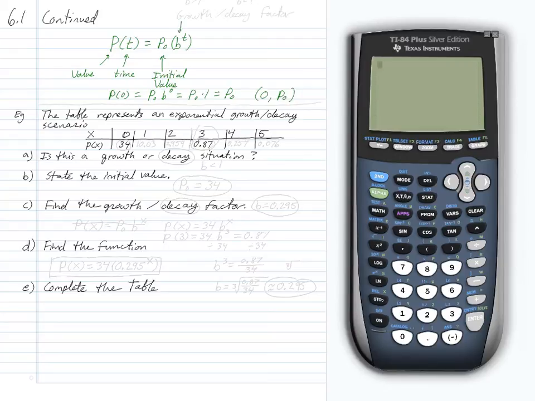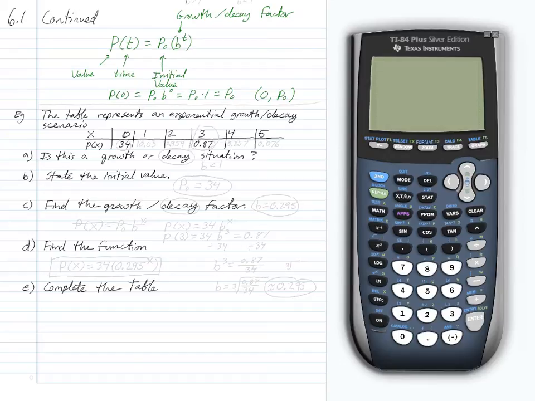We call b, instead of calling it the base, the growth or decay factor. The reason for that is that's what we're multiplying by each time we increment t. So if we're doubling, our growth factor would be 2. If we're tripling, our growth factor would be 3. If we're decaying, if we're getting half as much value for every increase in t, then this would be a decay model, and we would call it the decay factor, and b would be 1/2.